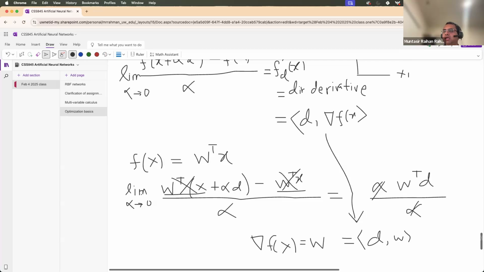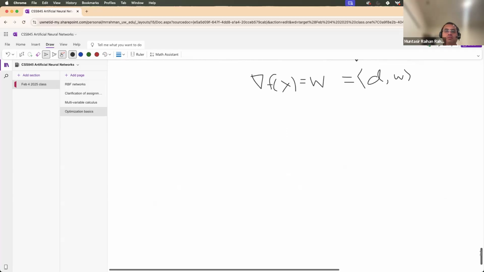Okay. Is this making sense? This is a very important concept, and you'll see a lot of use of this. Any questions on this so far?